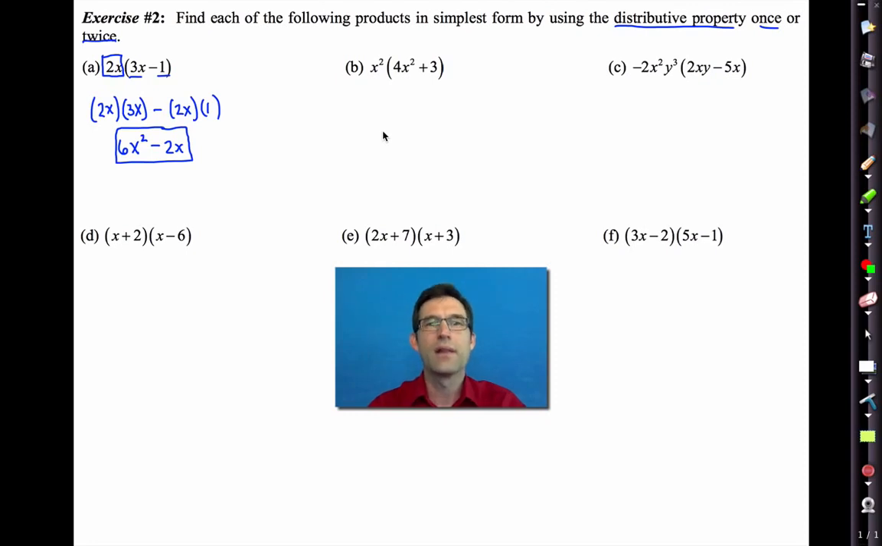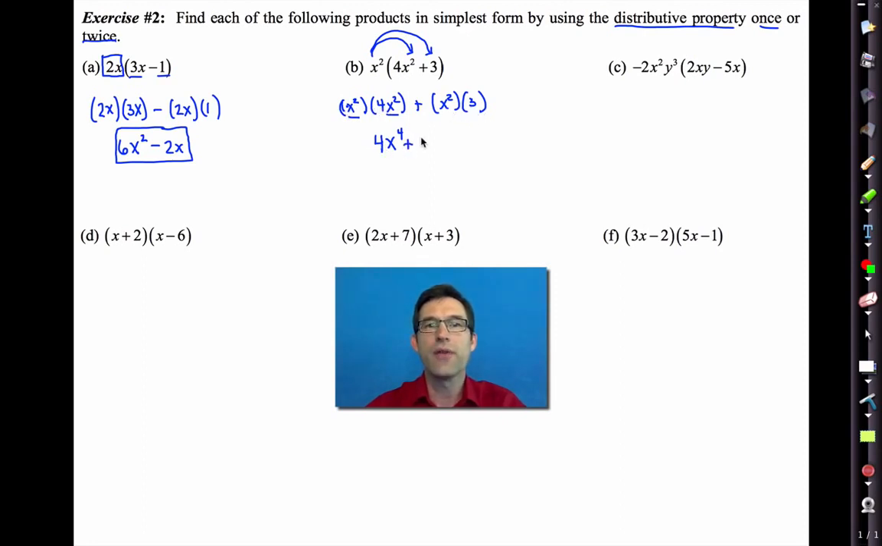All right, let's go through B and C. Now again, same idea. We're going to multiply the x squared by 4x squared, and we're going to multiply the x squared by 3. I'm going to keep writing out these products like x squared times 4x squared plus x squared times 3. All right. Again, I'm going to choose to do x squared times x squared and get x to the 4th. And if you want to think about it, I can think about it as 1x squared times 4x squared, so 1 times 4 is just 4.